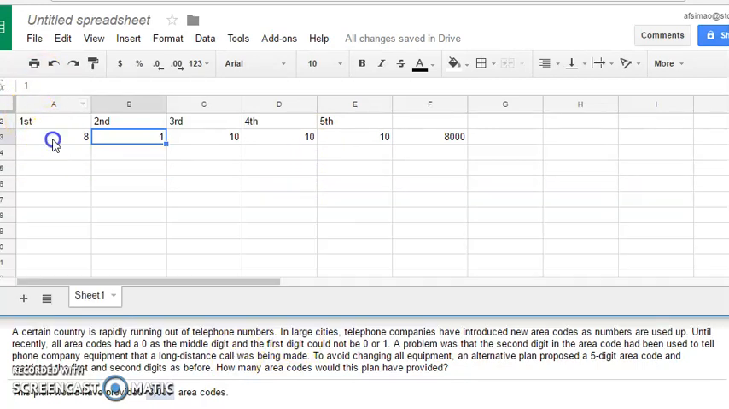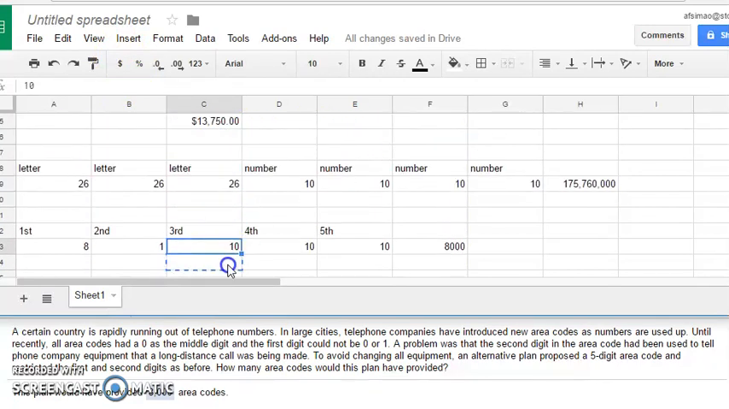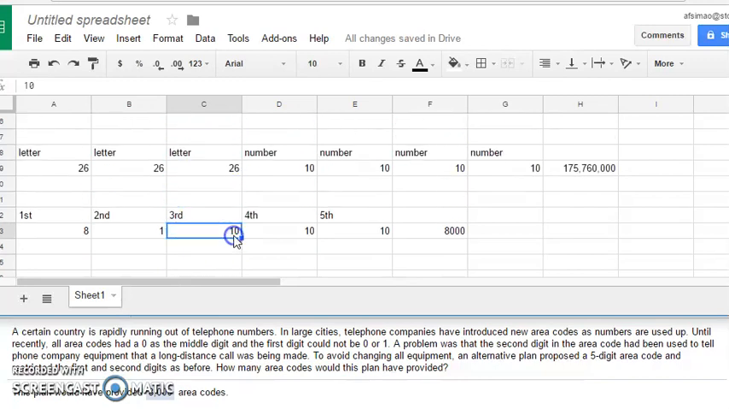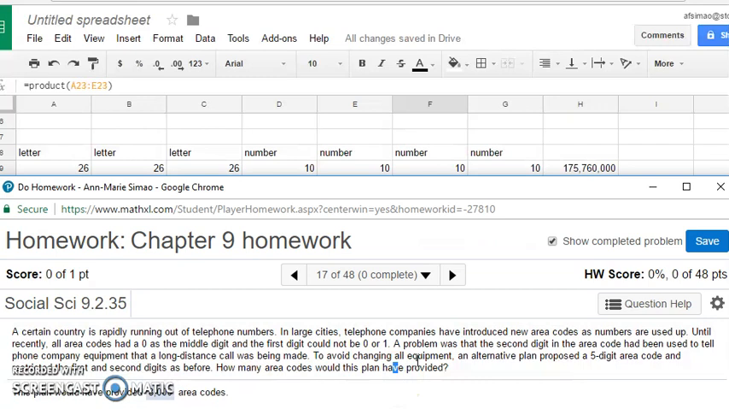So the first one cannot be a 0 or a 1, so you're left with 8 other digits: 2, 3, 4, 5, 6, 7, 8, and 9. And then the second digit still has to be a 0, so there's only one option there. And the other 3 have any of the 10 options. So then when I do a product of those, multiply them together, I'm going to get 8,000 possible area codes.